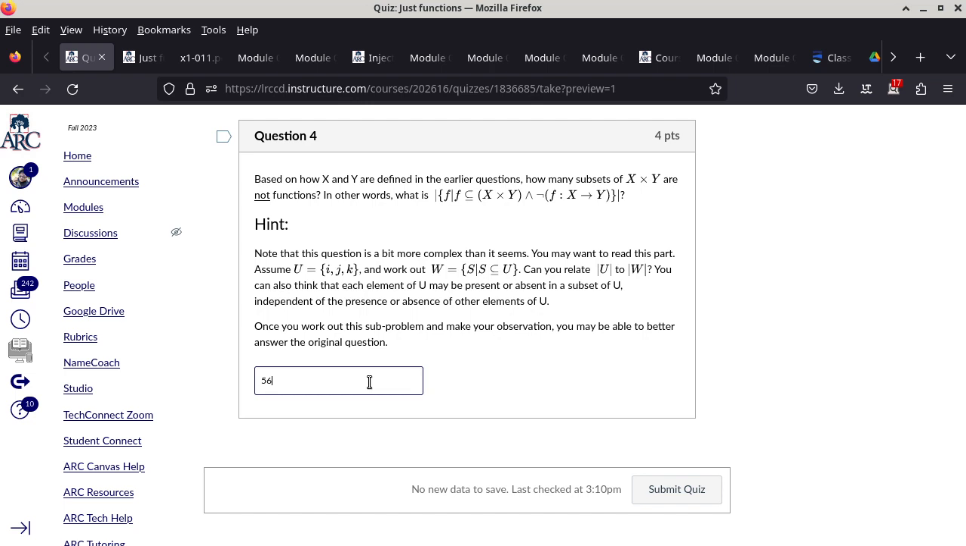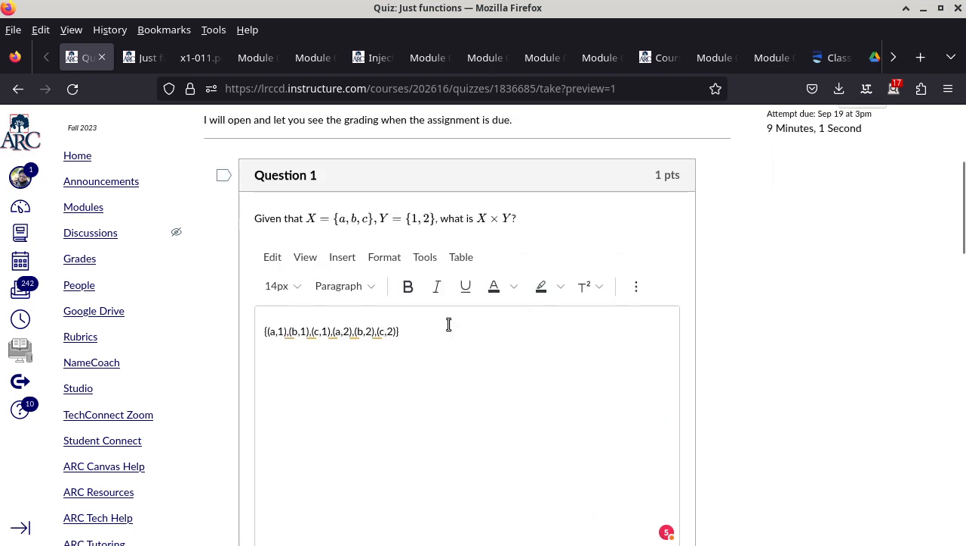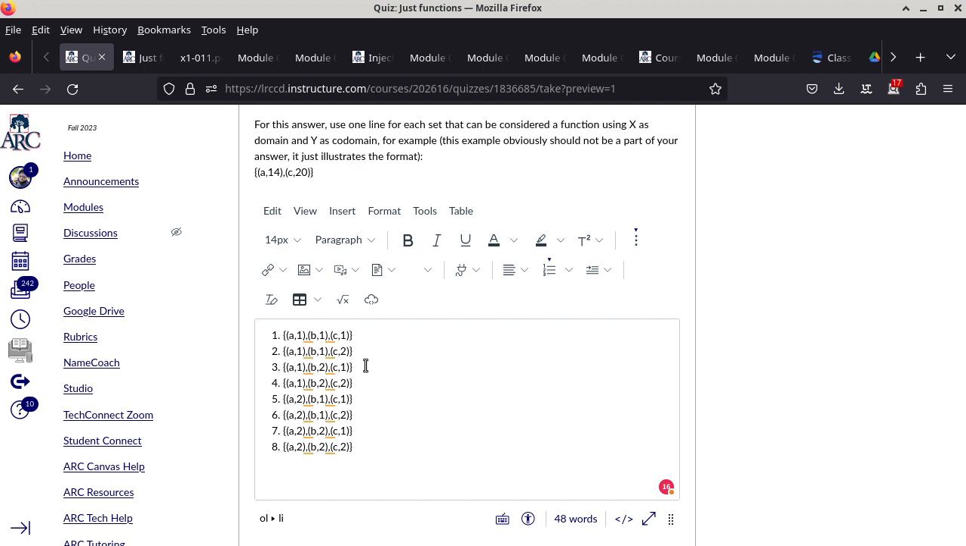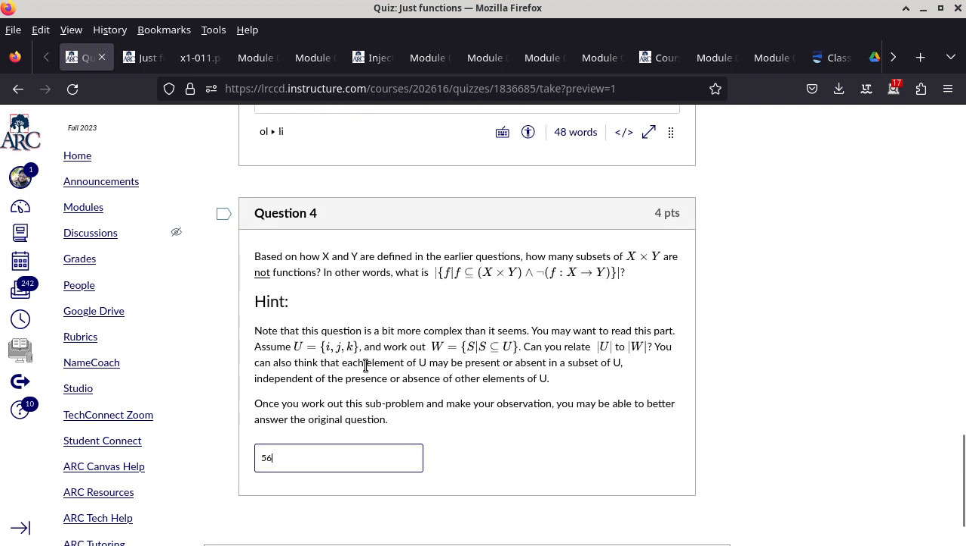56, because it's 64 minus 8. 64 is the total number of subsets of this particular set, so that's how we come up with the 64. And then 8 of those are actual functions. Since the question is asking how many are not functions, it is 64 minus 8. I didn't even realize that we already crossed out the functions. I didn't remember that when I was answering.